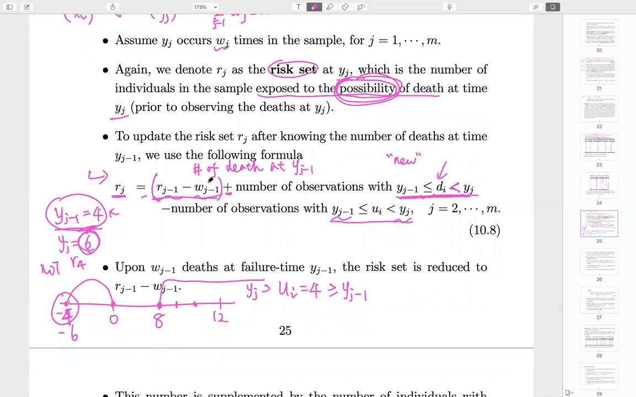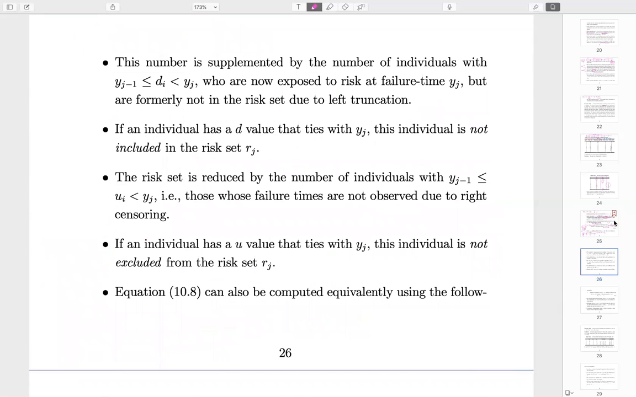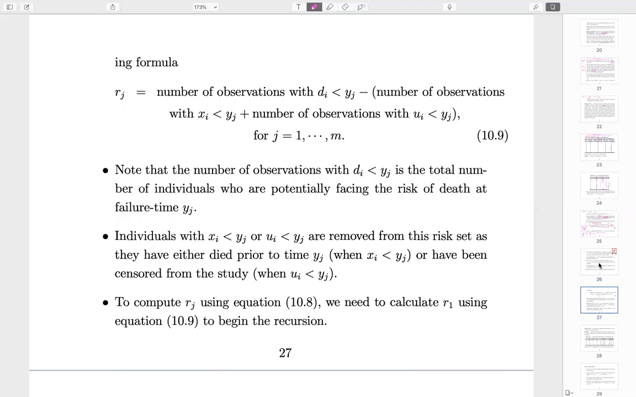So now let's think of a different way of solving this problem, because eventually what we want to know is the number of patients who are exposed to the possibility of death at YJ. Possibility, exposed. Those are the two keys, right? So they must survive the previous level, YJ minus 1, and then we should have enough information to conclude whether this particular patient is exposed to the risk or not. So we can think of a different idea of solving this. 10.9 is an alternative method.